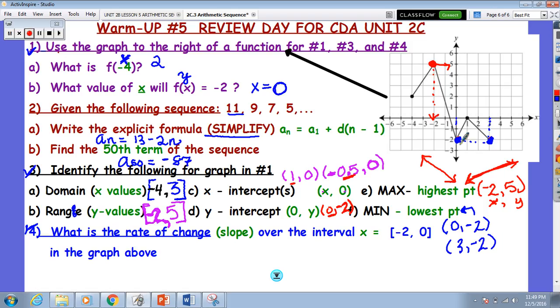Okay? And those were both the minimum. They were the lowest values of the graph. This one was the max. Alright, now we simply need to find number 4. What is the rate of change or the slope over the interval of x equals -2 and 0?